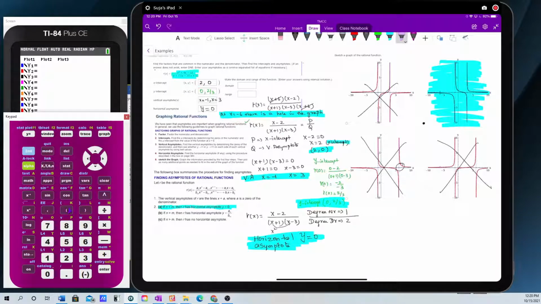So parentheses x minus 2, divided by open big parentheses and then a smaller one, because I'm not going to FOIL the denominator. I'm keeping it in factored form. I can if I want to, but I don't want to do additional work. So x minus 3, closing double parentheses, and keep my window at standard, and I will graph.